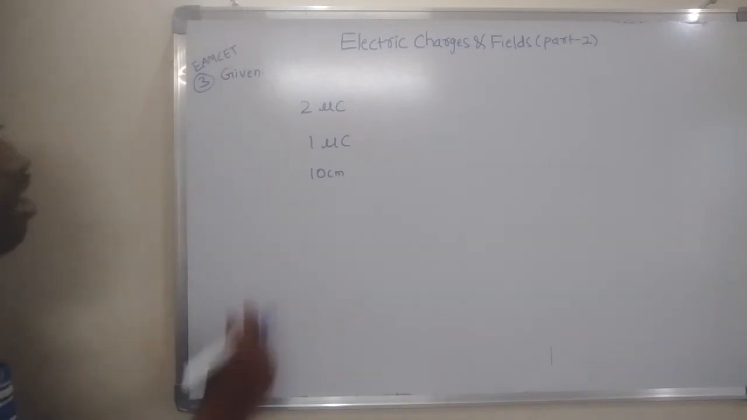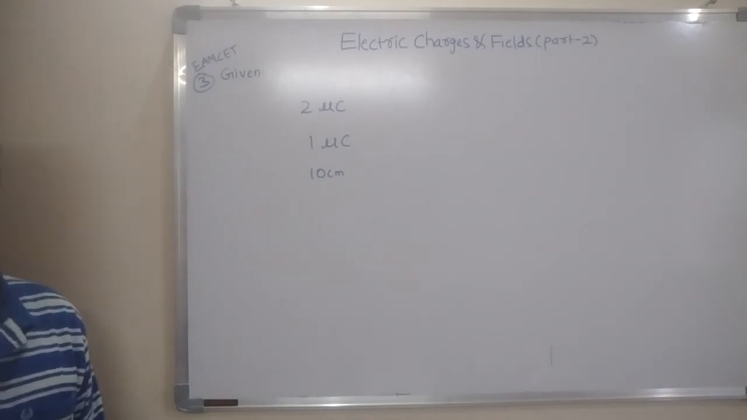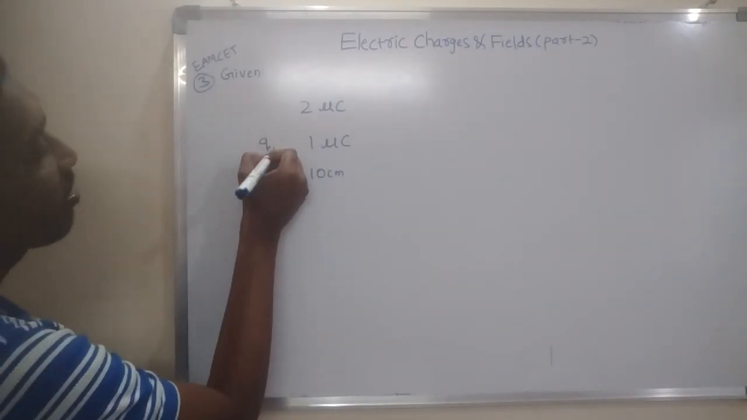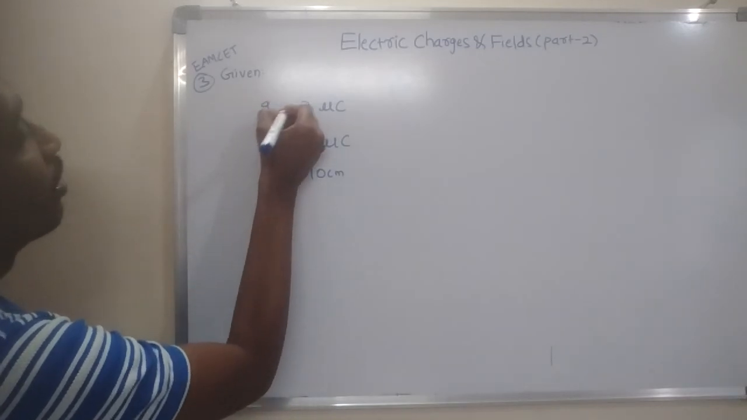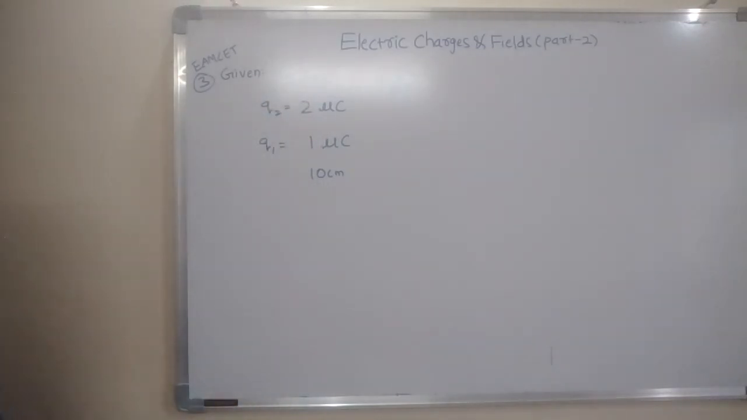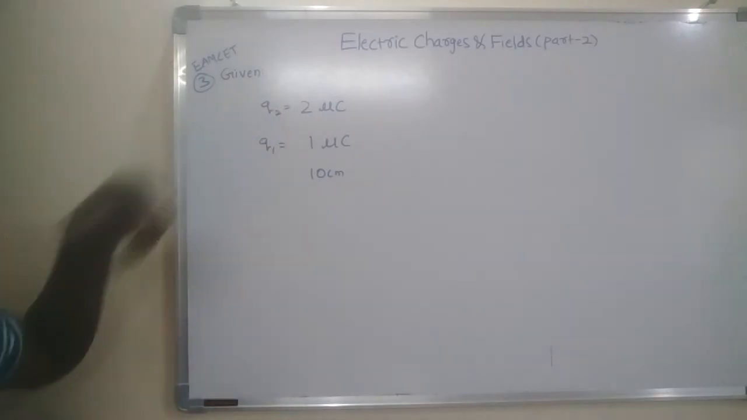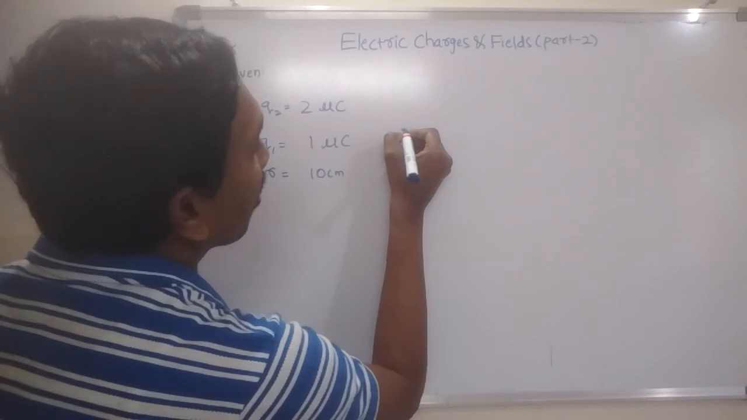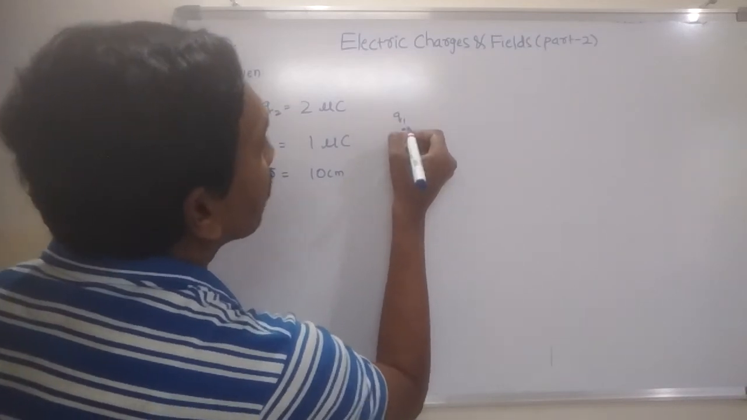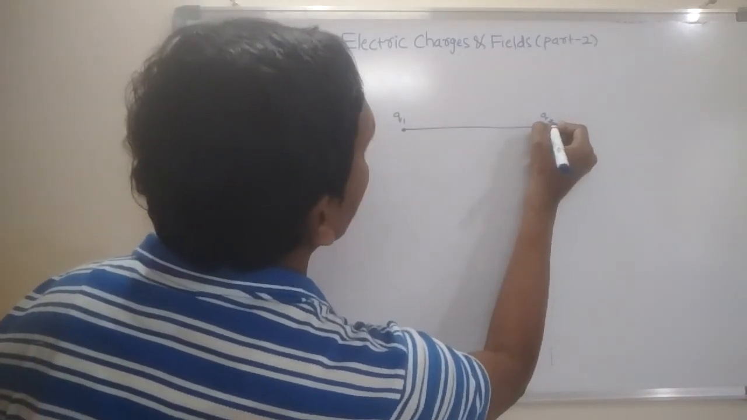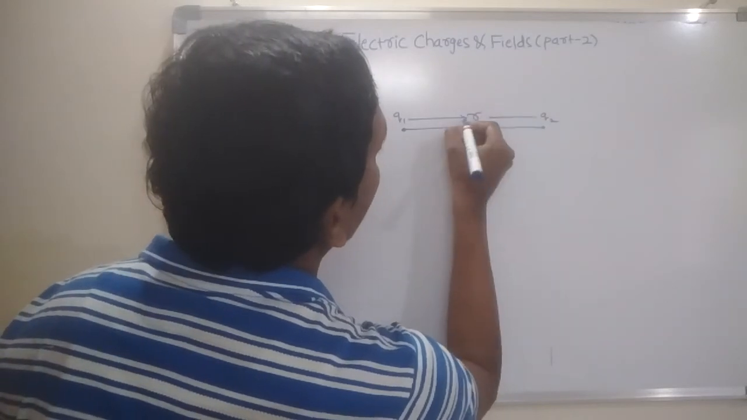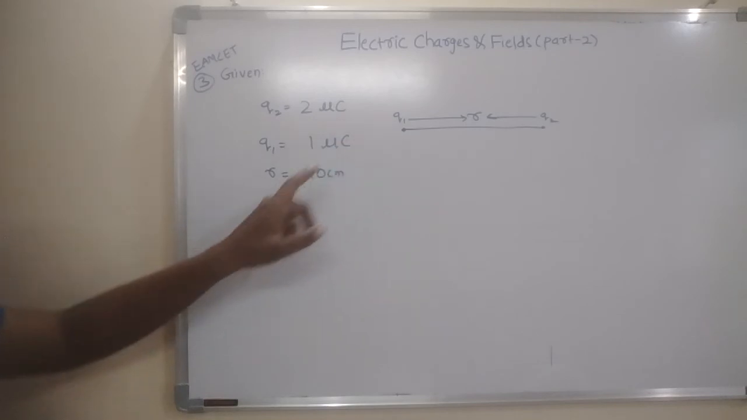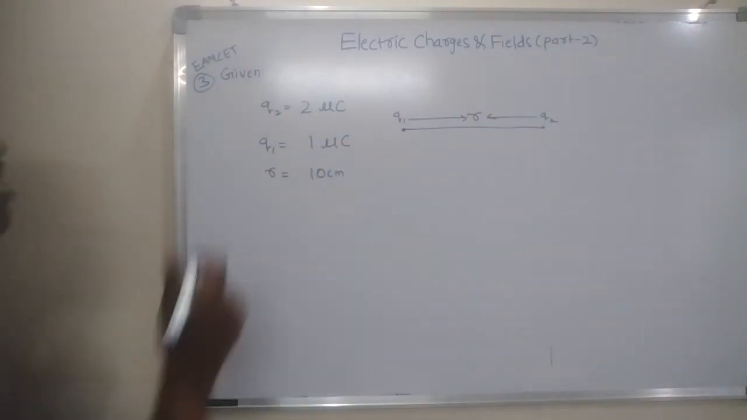For the null point, it is asked from the 2 microcoulomb charge. Which is the smaller charge here? 1 microcoulomb, so it is considered Q1, and the 2 microcoulomb is Q2. The position of the null point from Q2 is asked indirectly. Draw the diagram: this is point charge Q1 and this is Q2. The distance between the two charges is R. X is the position of the null point from Q1, but here it is asked from 2 microcoulomb, so we need Y.